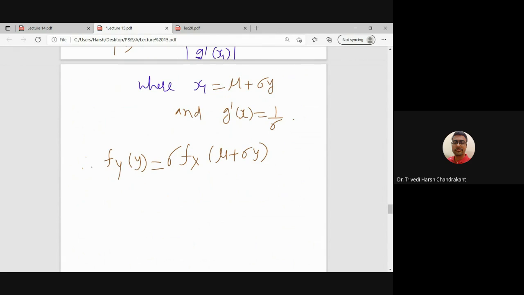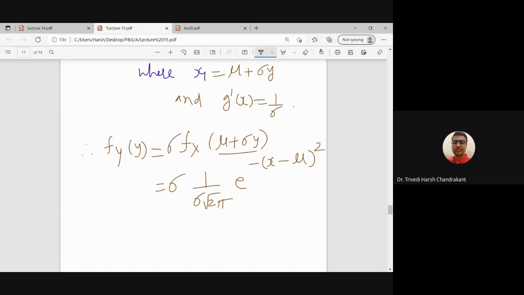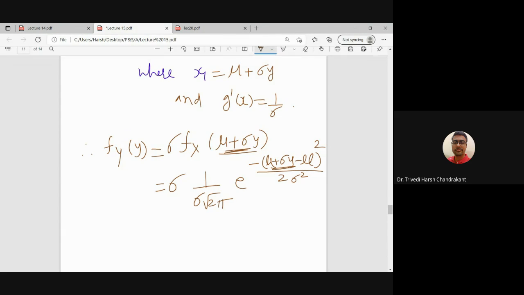So now we have sigma in the numerator times fx, and fx follows the normal distribution with mean mu and variance sigma square. When we substitute it, that is 1 upon sigma square root 2 pi and e power minus x minus mu square. Now we need to substitute x with this quantity, so that is mu plus sigma y minus mu square, divided by 2 sigma square.